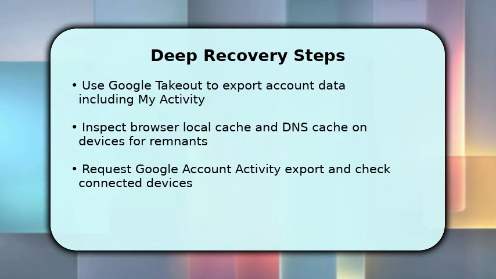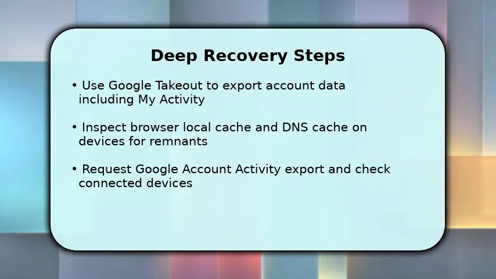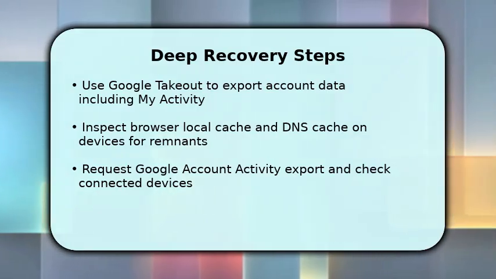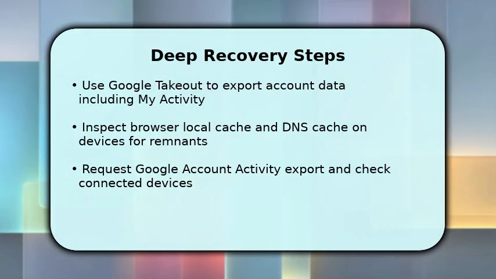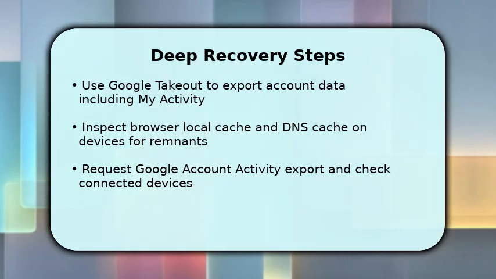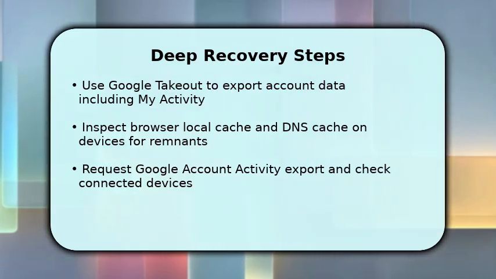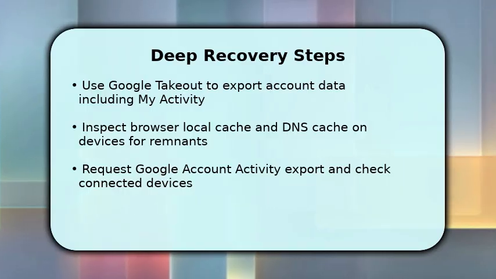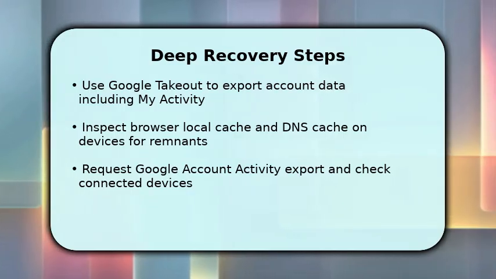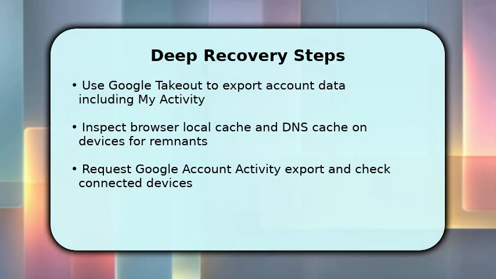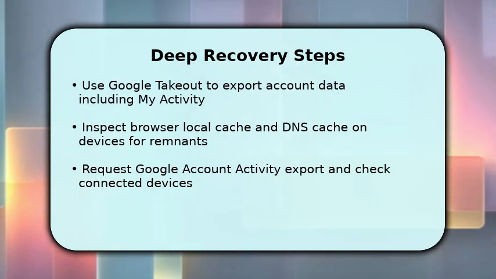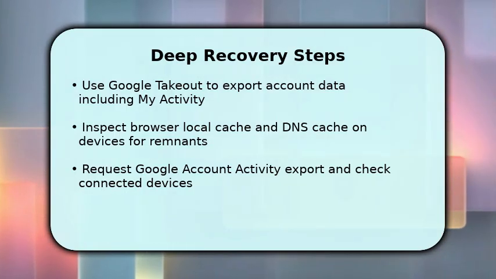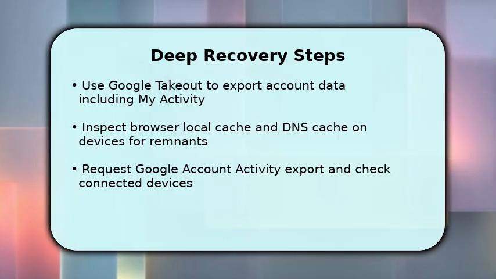Now trigger a Google Takeout export of my activity. Choose JSON format so search details are structured and searchable. While the export runs, check browser cache and history files locally, Chrome's History SQLite file or Firefox places. SQLite may still contain entries not synced. Also flush and then inspect DNS cache logs on your OS to reveal recently resolved domains. This can expose search targets.